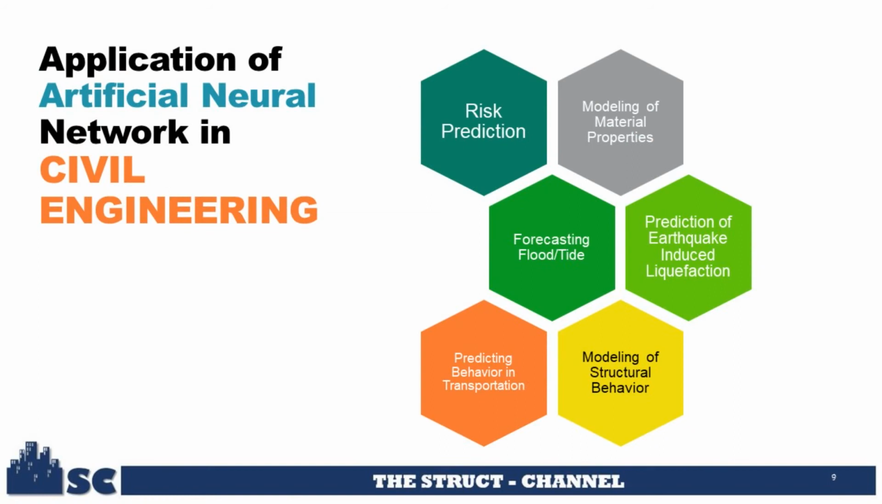In the field of civil engineering, we have a lot of neural network applications, such as modeling of risk prediction, modeling of material properties, forecasting flood or tide, predicting behavior in the transportation industry, modeling of structural behavior, prediction of earthquake-induced liquefaction, and many others.